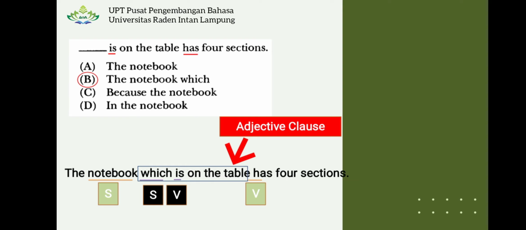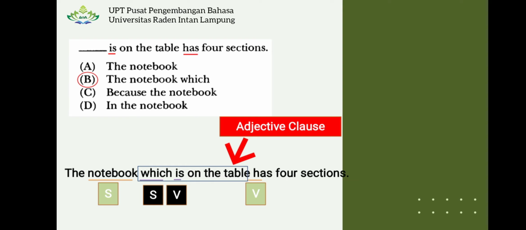Maka yang dibutuhkan dalam kalimat ini selain kedua subjek untuk kedua klausa, kata penghubung juga dibutuhkan untuk menggabungkan kedua klausa tersebut. Maka jawaban paling tepat adalah B, yaitu the notebook which. The notebook sebagai subjek, dan juga which sebagai kata penghubung dari kedua klausa tersebut, serta sebagai subjek dari adjective clause yang terletak setelah kata the notebook.